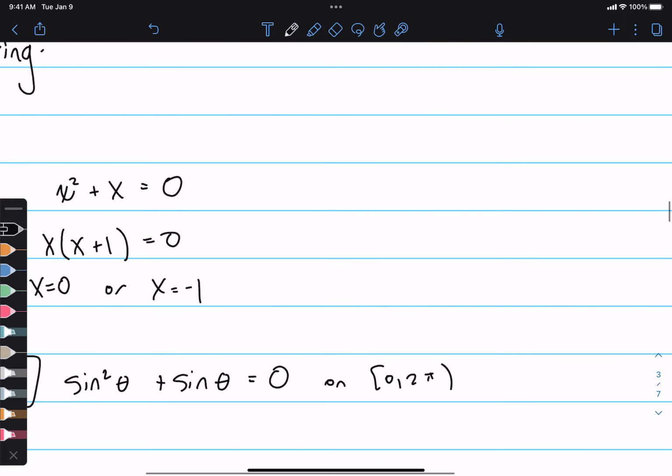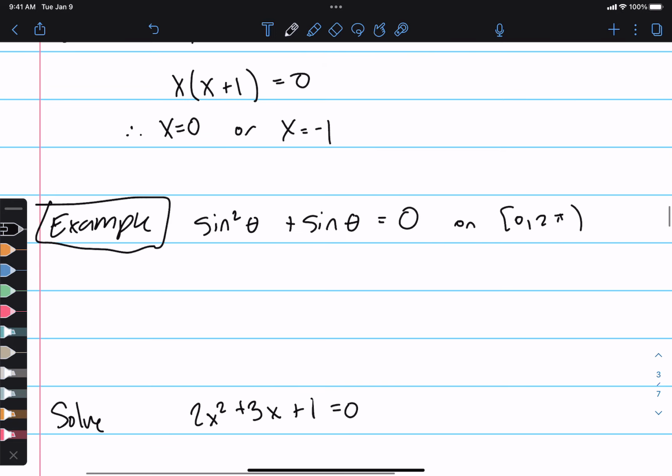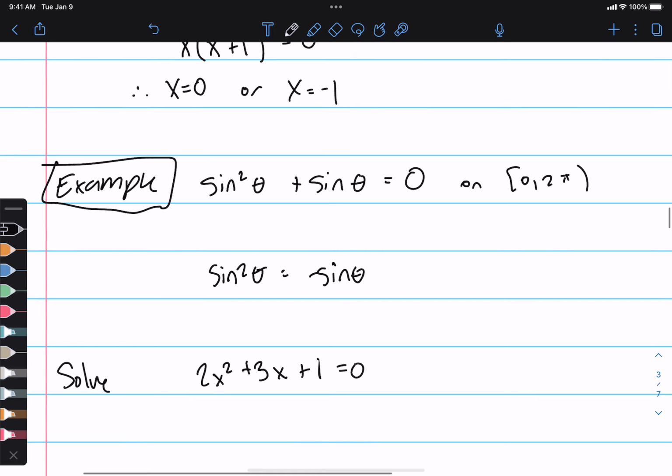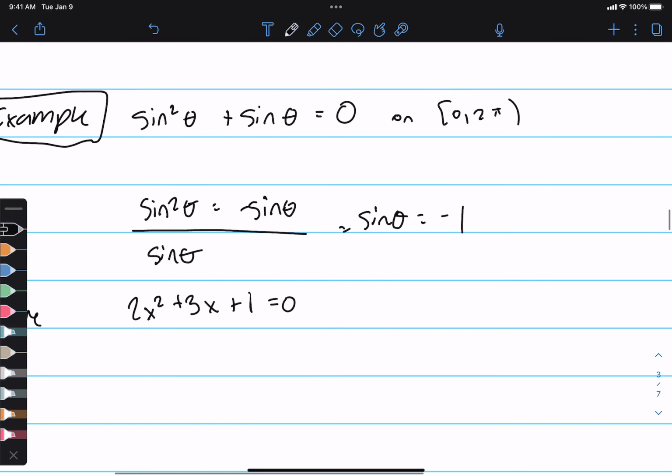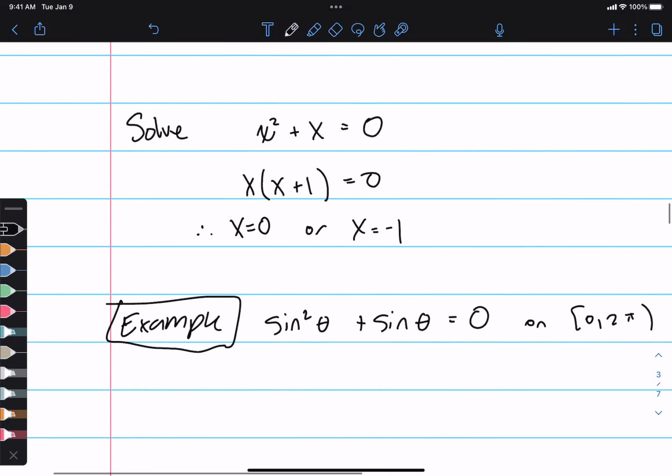So what you may have done would be, like for this one, okay, sine squared theta equals negative sine theta, and maybe you would have divided by sine theta to get sine theta equals negative 1, but you're missing out on some of the solutions, right? This only tells you that sine theta equals negative 1, but if sine theta equals 0, then this also works. So we can't divide. We're going to have to factor just like we did up here.